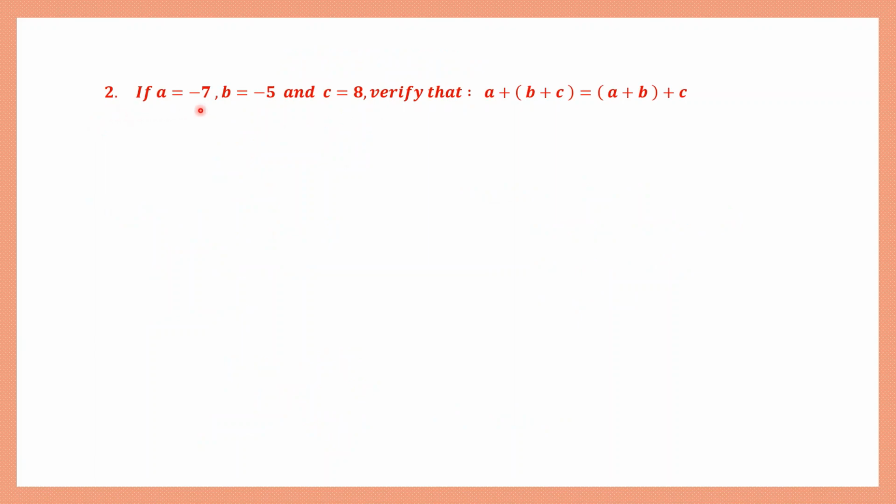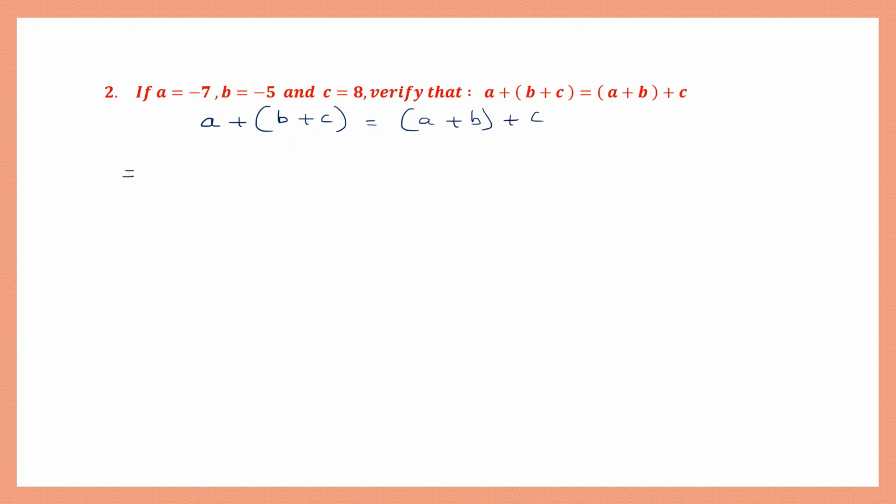Question 2. If a is equal to minus 7, b is equal to minus 5 and c is equal to 8, verify that a plus b plus c is equal to a plus b plus c. As you can see, the grouping is different. There are three integers on both sides, but the grouping is different. Now we need to show that the answer that we get here is the same as the answer that we get on the right hand side. So let's write that down. So that will be a plus b plus c is equal to a plus b plus c.